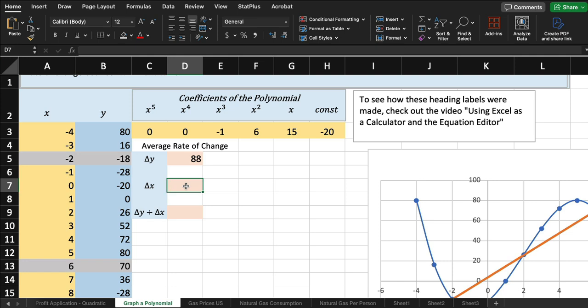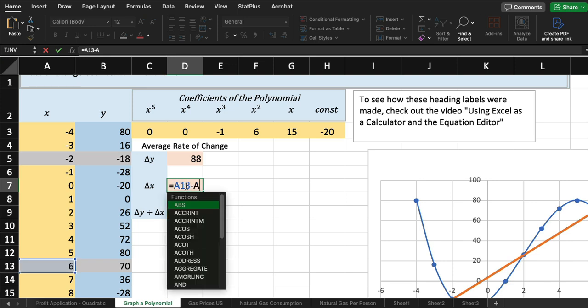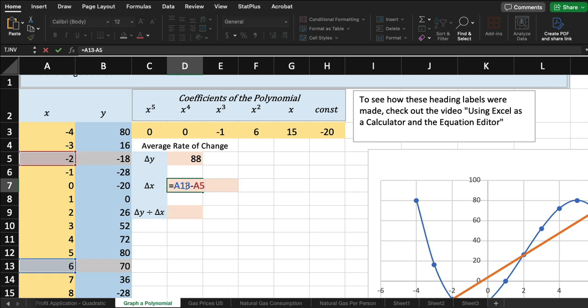Okay, and then delta x is, instead of column B, we're going to be in column A. So that's going to be A13 minus A5. So again, we want to make sure that we're subtracting in the same order. So if the delta y was B13 minus B5, then the delta x needs to be A13 minus A5 in the same order.